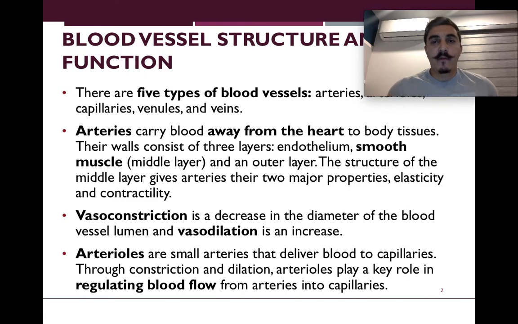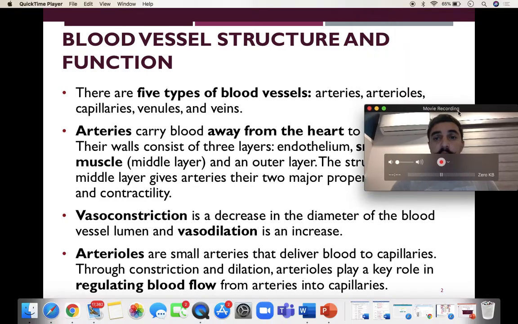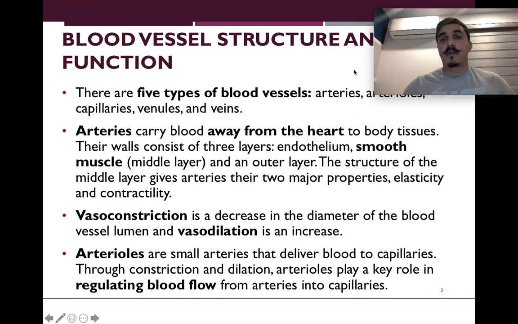All right. Blood vessel structure and function. So there's 5 types of blood vessels: the arteries, the arterioles, the capillaries, the venules, and the veins. Okay, the arteries carry blood away from the heart to the rest of the body. That's what we're going to talk about first.